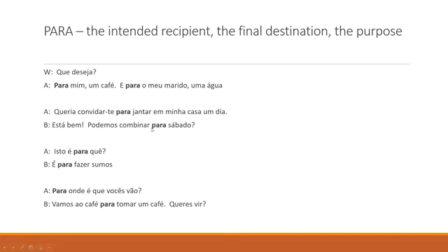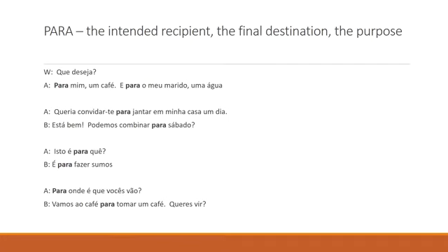Para sábado, we could arrange for Saturday. Saturday could be the day, the actual destination day. Another example here. Isto é para quê? É para fazer sumos. So this is someone asking, what's this for? This is for what? It's for making juice. So what's the intended purpose of this? What's it for? Okay, and then the last one.